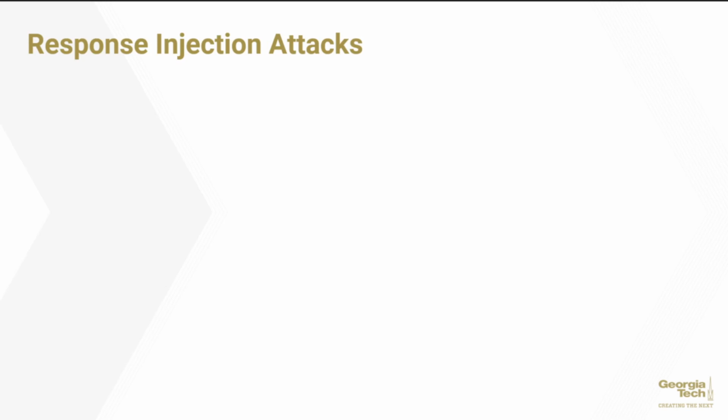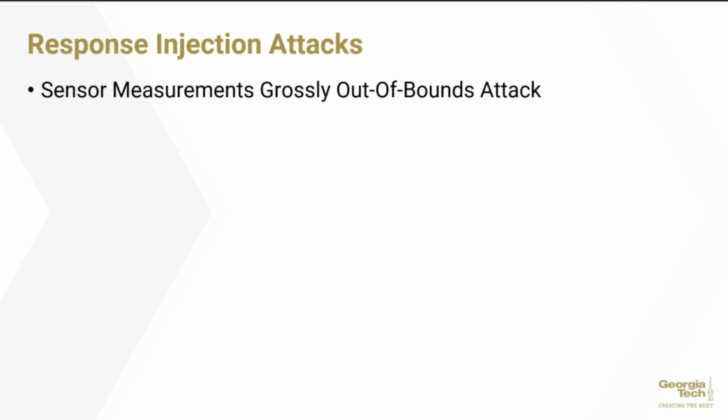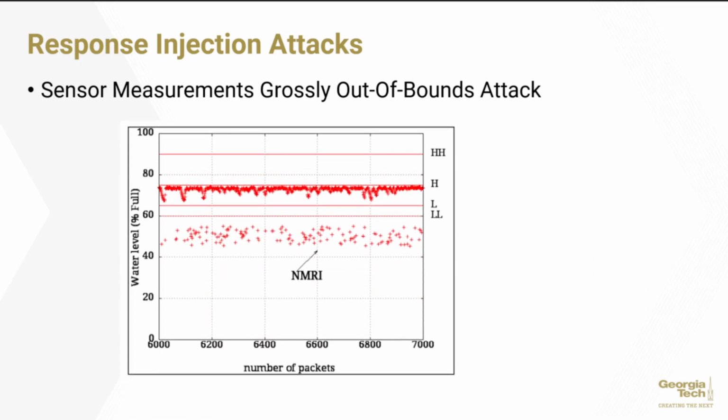After the attacker has obtained information through the reconnaissance attacks, they can more effectively use response injection attacks. If an attacker has not obtained enough information through the reconnaissance attack, on the response injection attacks he will start using a sensor measurement grossly out of bounds attack. As we can see here, the sensor measurement grossly out of bounds attack injects process measurements significantly outside the bounds of alarm set points. This occurs because the attacker does not have enough knowledge of the system environment.